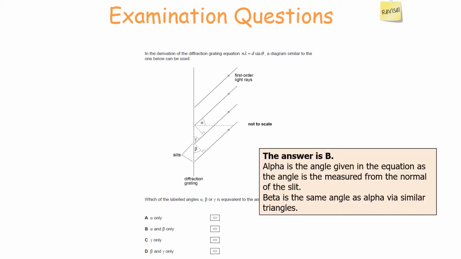Right, so what you've got to understand is that when you're looking at the equation n lambda equals d sine theta, the angle alpha is the angle given in the equation, because this angle theta is the angle measured from the normal of the slit. But beta is also a possible answer, because if you consider similar triangles, you notice that alpha and beta are actually going to give you the same value. So the answer there was B.